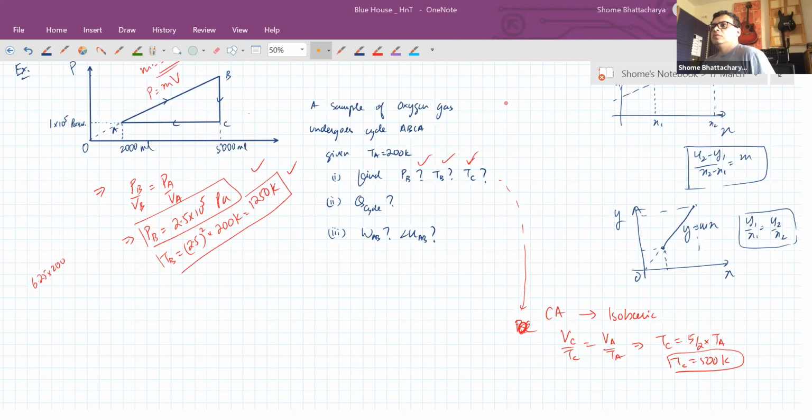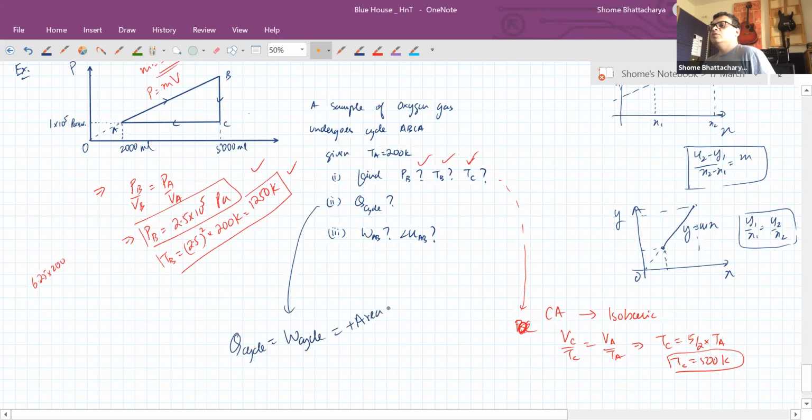Okay, now Q for the cycle. Now this is the easiest part. Q for the cycle will be equal to work done for the cycle, which will be equal to positive of the area enclosed, area of triangle ABC. Why positive? Because it's a clockwise loop. So we can just use the area formula, half of base, which is 300 milliliters, into height, which is 1.5 into 10 raised power 5 pascals.